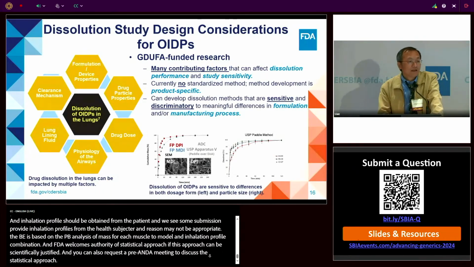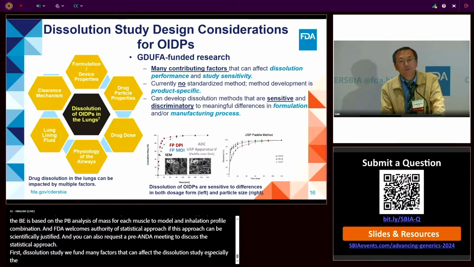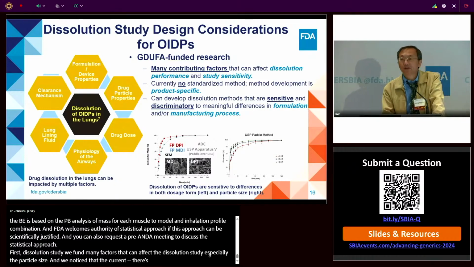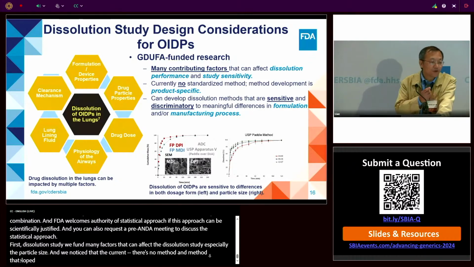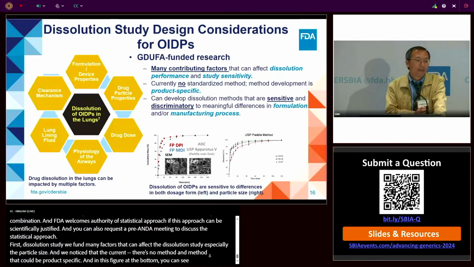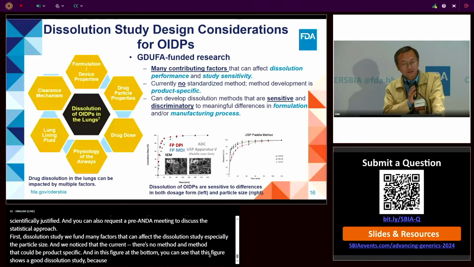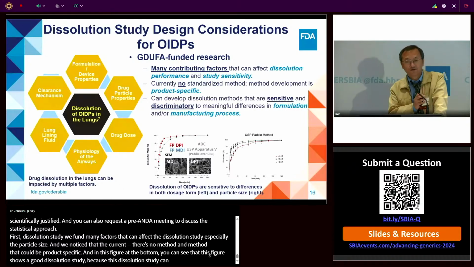Post dissolution study, we also found that many factors can affect the dissolution study, especially the particle size of the emitted particles. And we noticed that currently there is no standard method, and the method development could be product specific. In this figure at the bottom, you can see a good dissolution study, because it can distinguish the different dosage forms and the different particle sizes.